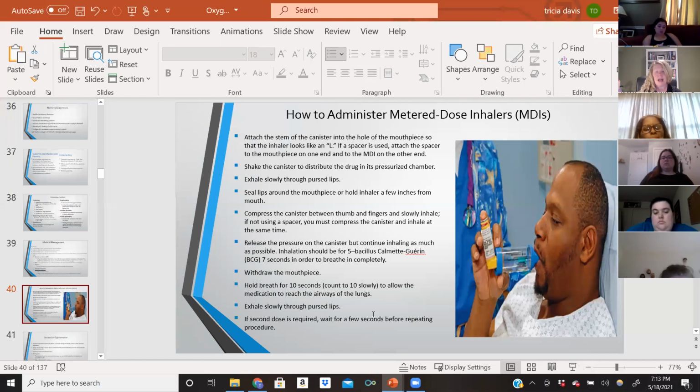Inhalation should be for 5 seconds in order to be able to breathe in all the medication completely. The patient then withdraws the mouthpiece and holds their breath for 10 seconds. They count to 10 slowly.